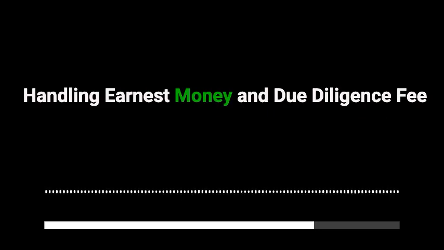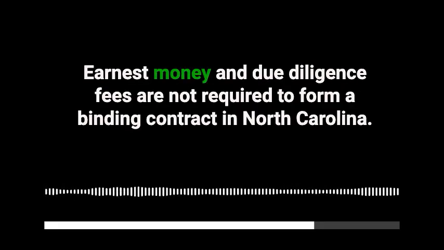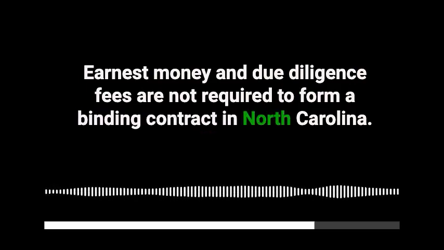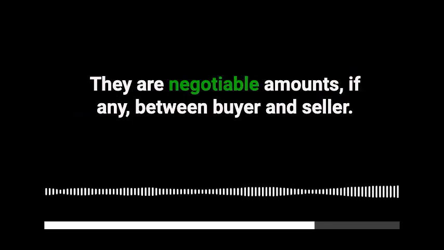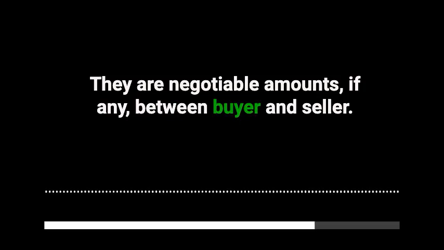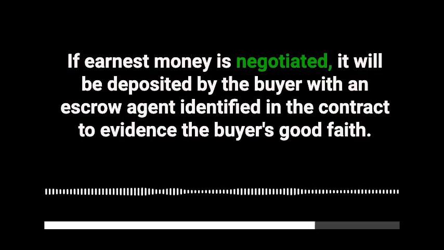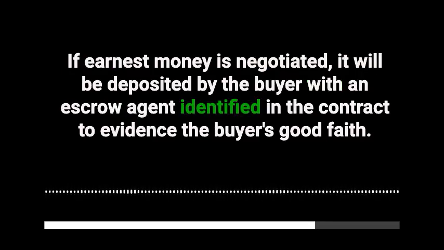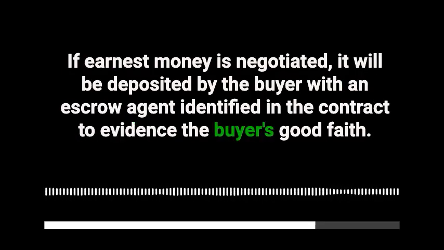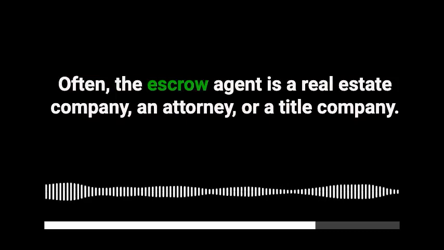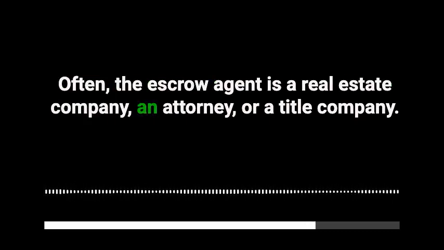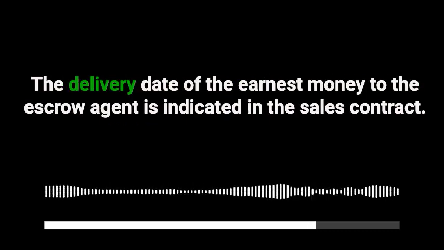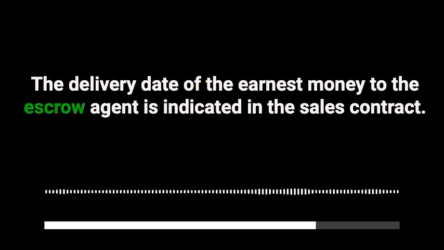Handling earnest money and due diligence fee. Earnest money and due diligence fees are not required to form a binding contract in North Carolina. They are negotiable amounts, if any, between buyer and seller. If earnest money is negotiated, it will be deposited by the buyer with an escrow agent identified in the contract to evidence the buyer's good faith. Often, the escrow agent is a real estate company, an attorney, or a title company. The delivery date of the earnest money to the escrow agent is indicated in the sales contract.